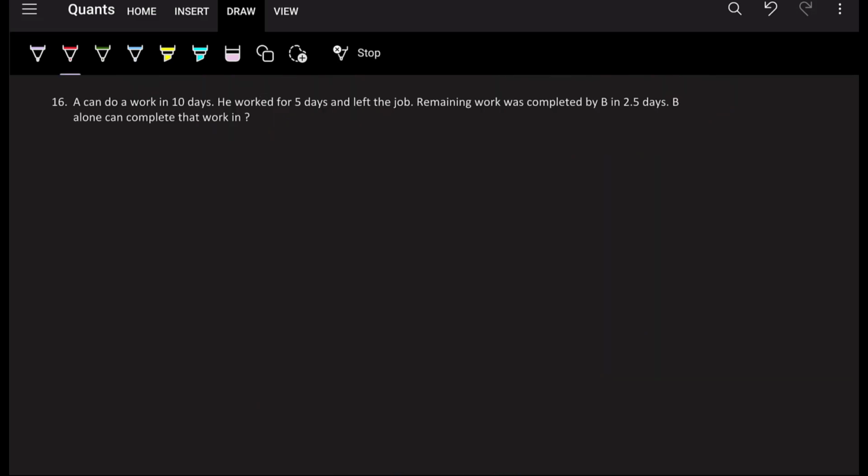So we will again do a question. A and B: A can do it in 10 days. We do not know about B. No problem. Here, till now A has worked for 5 days. Now A leaves and the remaining work is completed by B in 2.5 days. So in how many days can B alone complete the work?